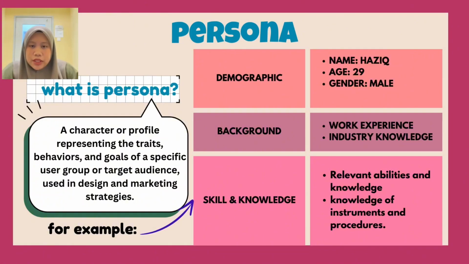So, for example, in the company that we go to, the demographic name is Haziq, age 29 years old, gender male. The background is from industry knowledge, and the skill and knowledge is knowledge of instruments and the procedure of the process that he made.